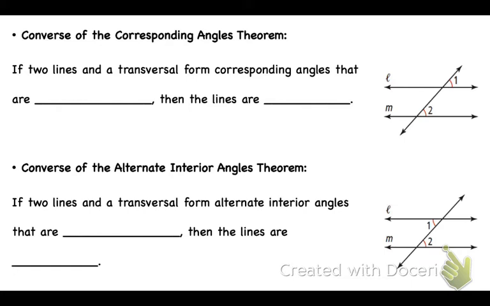If two lines and a transversal form corresponding angles that are, corresponding angles are supposed to be what? Congruent. Then the lines are what? Parallel.